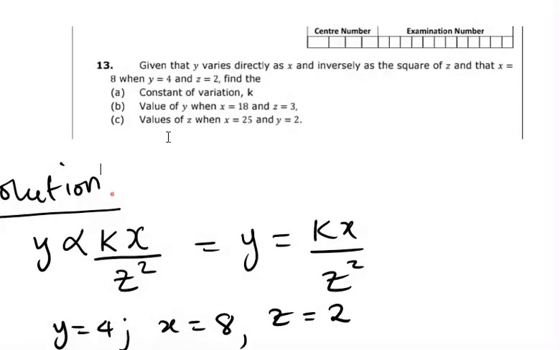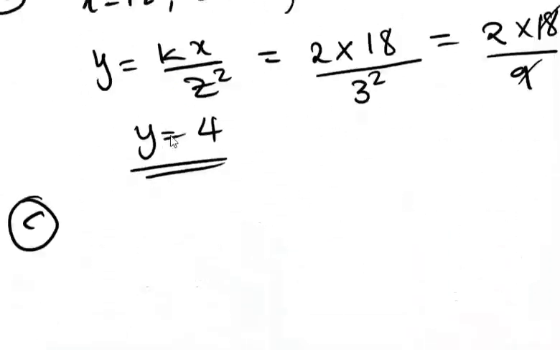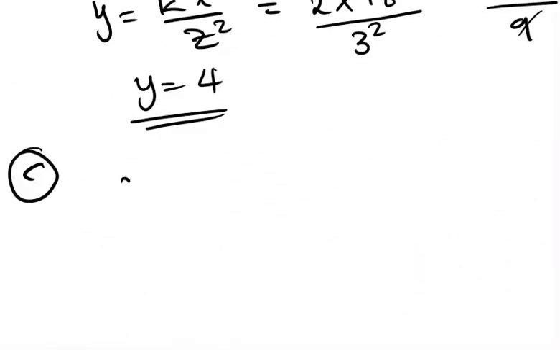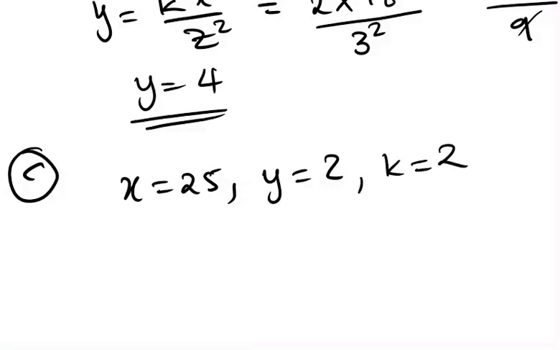Part C, find the value of z when x is 25 and y is 2. So x is 25 and y is 2. So k is also equal to 2. So you need to know, if it's varying directly, it's in the numerator, it's multiplied by k directly. If it's inverse, it is at the denominator.